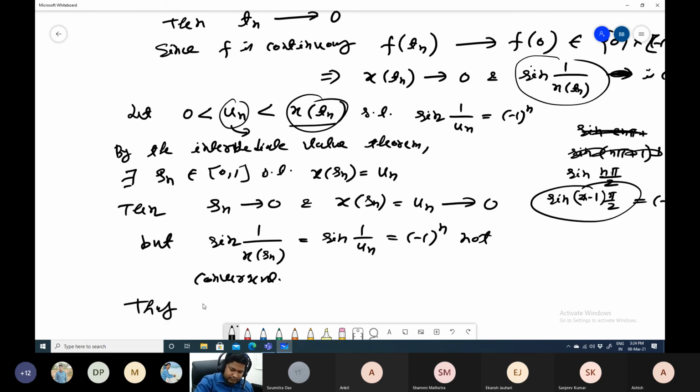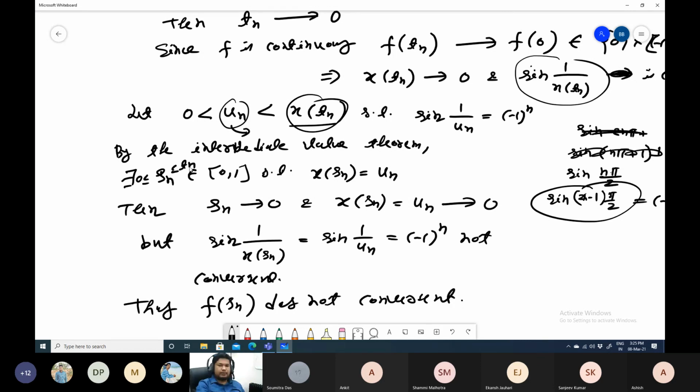So f of Sn does not converge. Now this is a contradiction. So this is a contradiction.